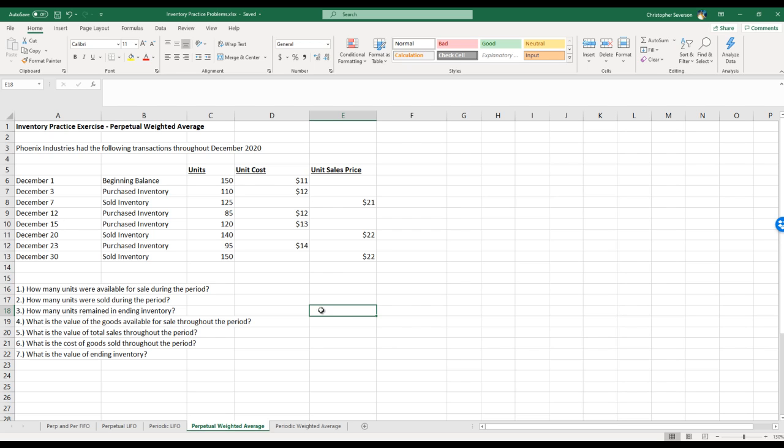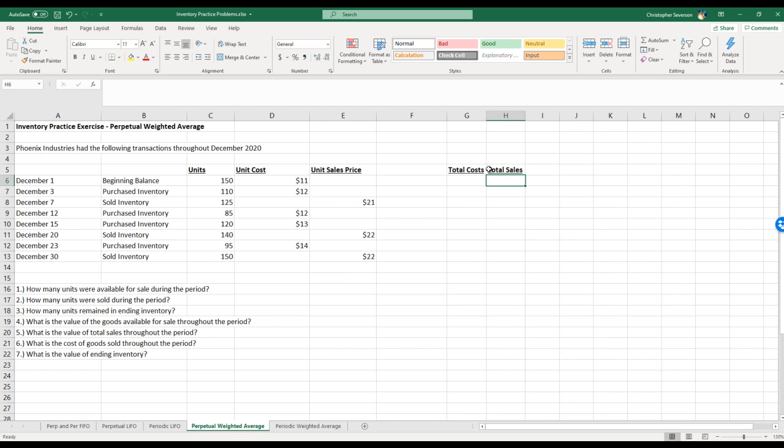So the first thing I wanted to do is, when you see this type of problem and you see the units, the unit cost, and then of course the sales price, sometimes it's easier to have a column on the far right adding everything up. So total costs and total sales, that's what I'll call this. And I'm just going to go through and multiply the number of units by the unit cost, and do the same thing for the sales. Obviously, some of those cells only have one column, not the other. So make sure you get the columns right.